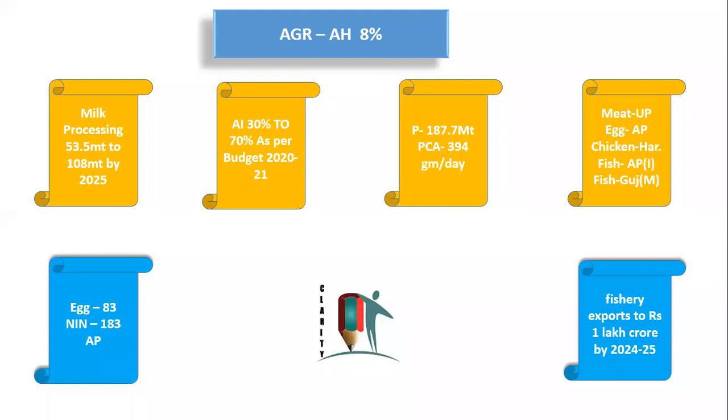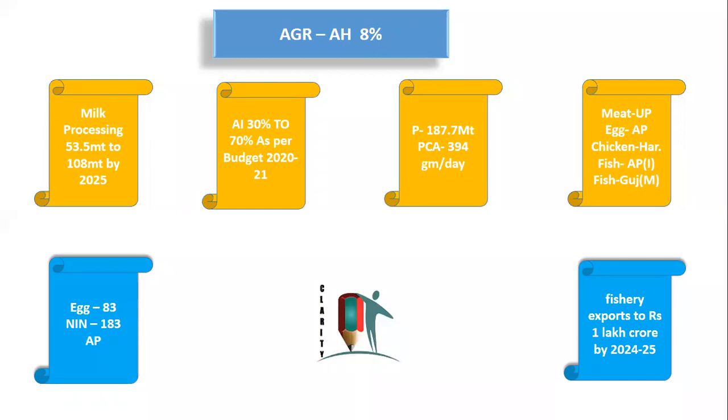Milk processing capacity has to be increased from 53.5 million tons to 108 million tons by 2025. Artificial insemination has to be increased from 30% to 70% as per budget 2021. Very important. AI को कहां से कहां ले जाना है? 30% से 70% तक ले जाना है. प्रोडक्शन कितना हमारे मिल्क का? 187 मिलियन टन. पर कैपिटा एबिलिटी 394 ग्राम्स पर डे.